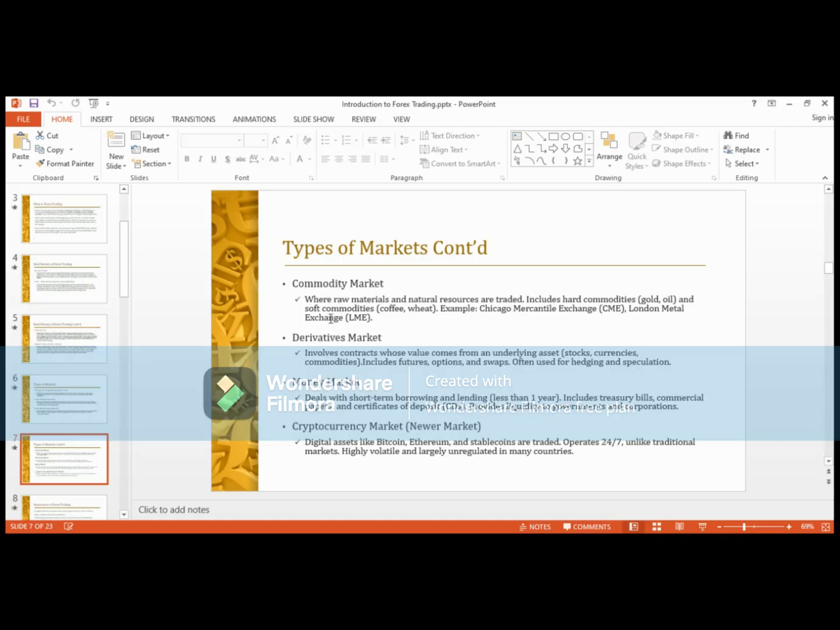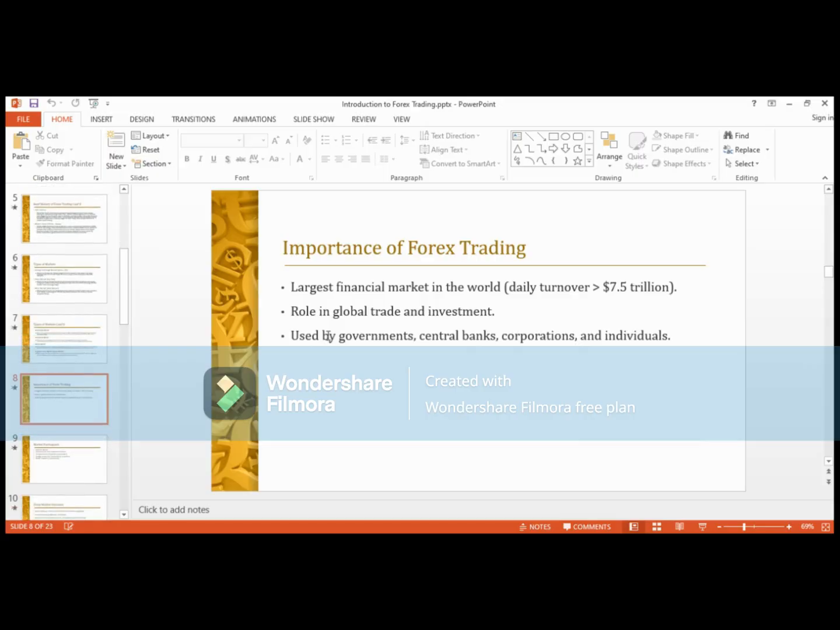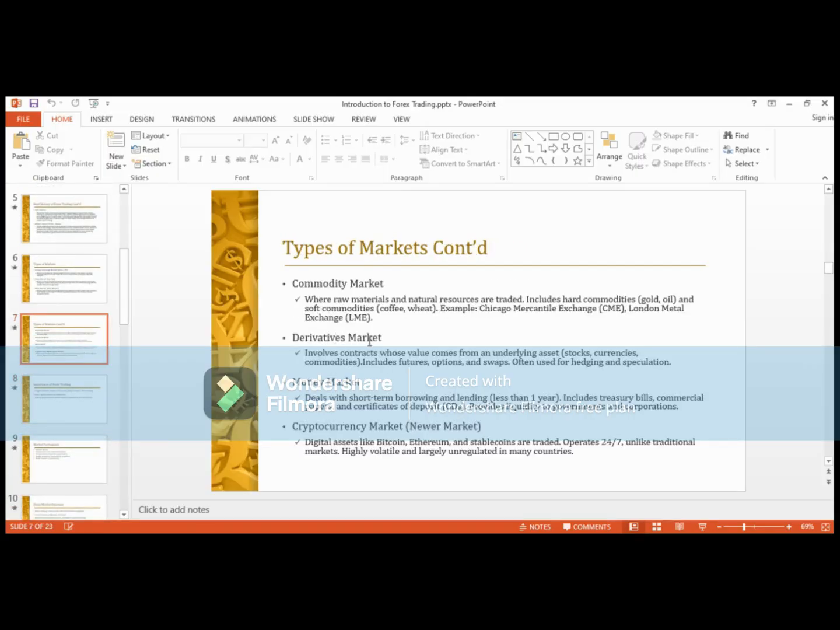We also have the commodity market, where raw materials and natural resources are traded, which includes hard commodities like gold, crude oil, and soft commodities like coffee and wheat. An example is the Chicago Mercantile Exchange. We have the London Metal Exchange. These are all commodity markets.